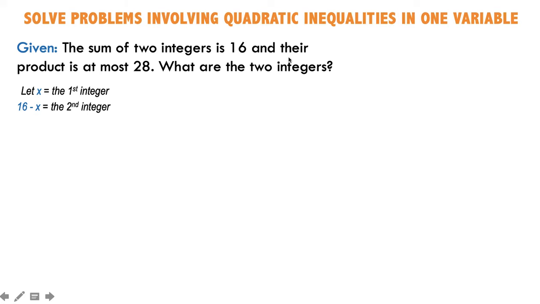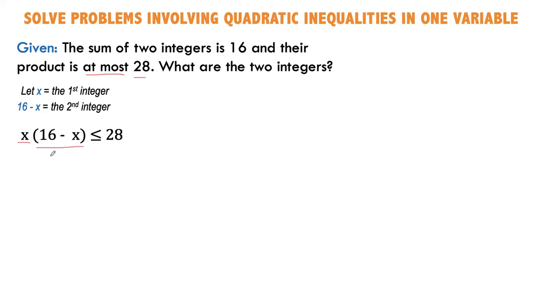In the second sentence, it says that their product is at most 28. So when we multiply these two integers, it gives us at most 28. This is how the inequality looks like. The product of the first integer, which is x, times the second integer, which is 16 minus x, is at most 28. The phrase at most means less than or equal to. So this is our working equation.